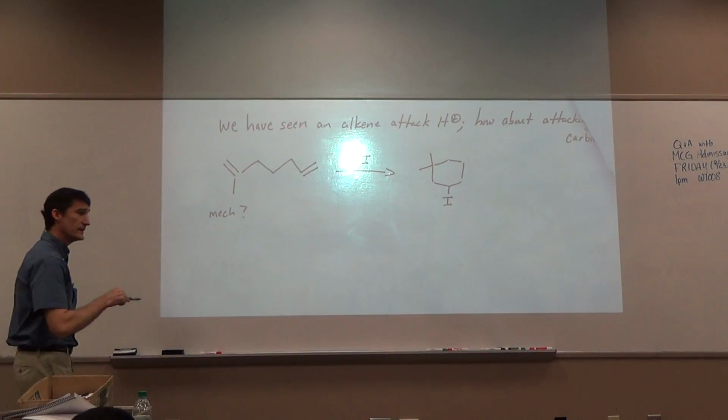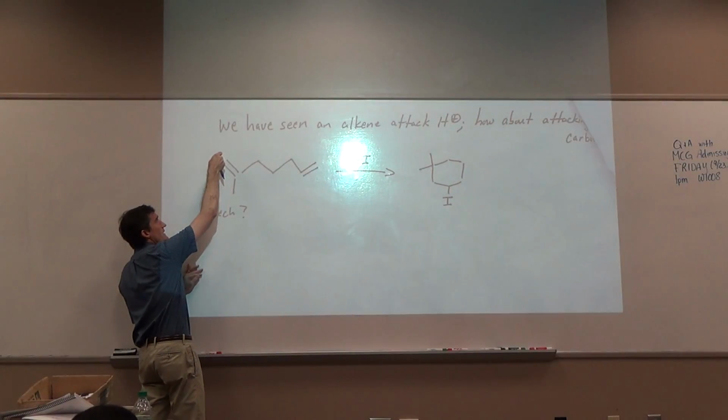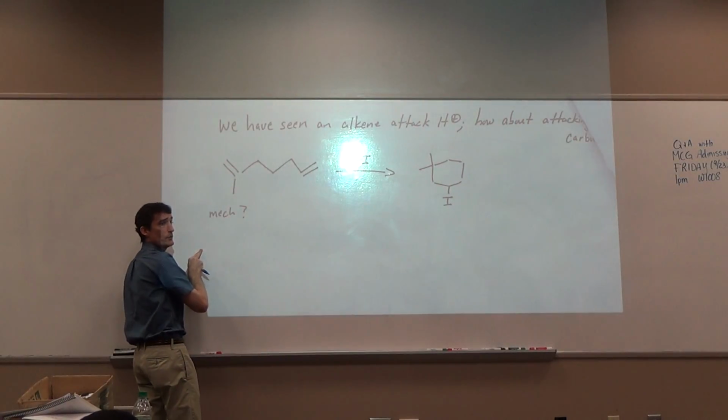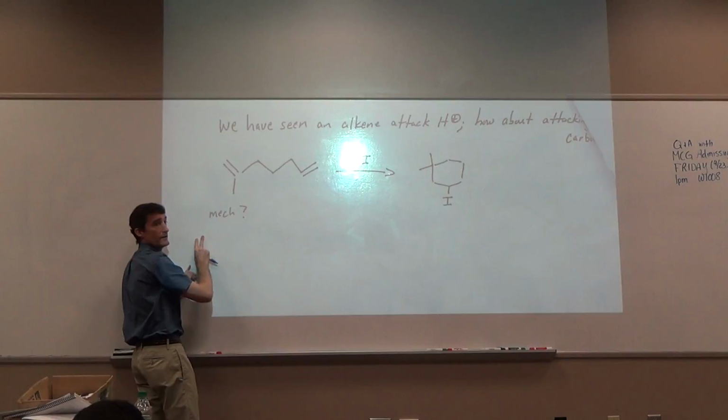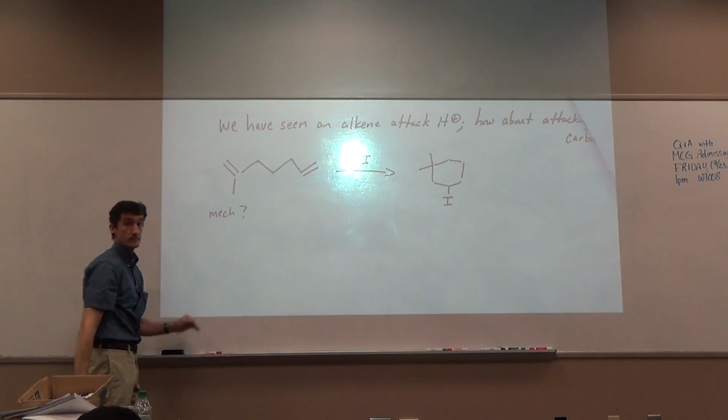You want to react the one that gets the most stable intermediate. Just like what we say here, is it going to be left or right? Where do you want to put the cation? Left or right? Right.